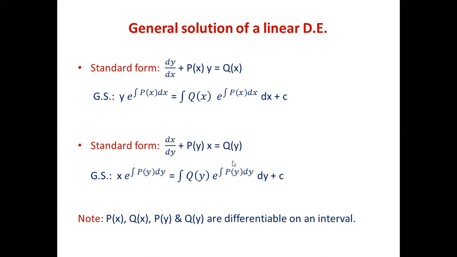In case of the second form, where x is the dependent variable and y is the independent variable, the general solution is obtained by writing x multiplied by e power integral p of y dy is equal to integral of q of y multiplied by e power integral p of y dy plus c, where c is the integration constant. Remember, here the functions of x, p of x, q of x, and the functions of y, p of y, q of y, are all differentiable on some interval.